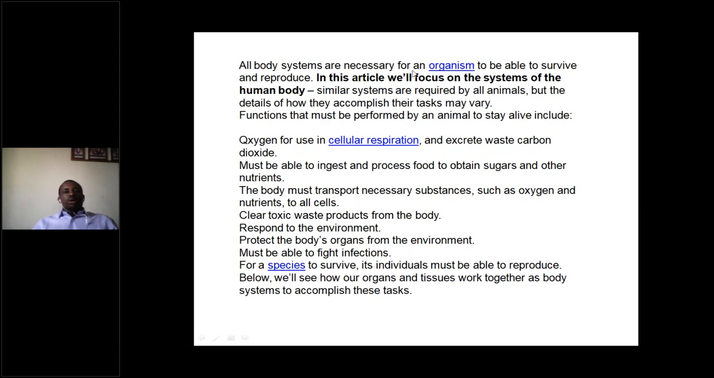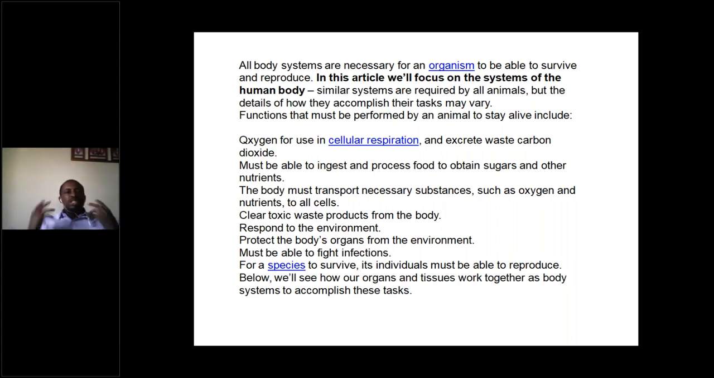So all body systems are necessary for the organism to be able to survive and reproduce. Please take note of this. All body systems, they are necessary. Okay, so in this, we are going to discuss our different body systems. We're going to look at how they accomplish their tasks. We are going to look at how they function to make the individual, the animal, alive. You know, biology says that human beings are animals. So we look at how they function.